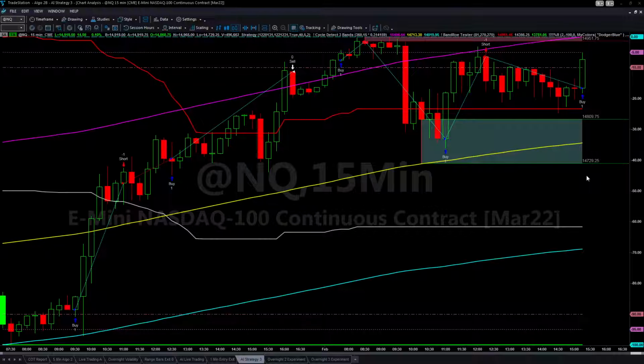Anyone else jump in on the long side on this trade? Just curious to know.